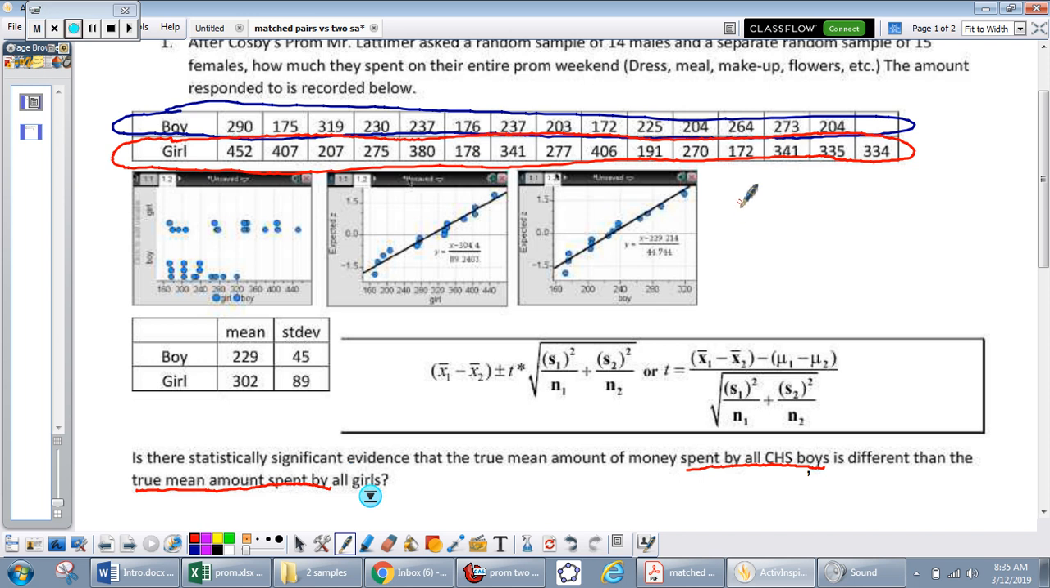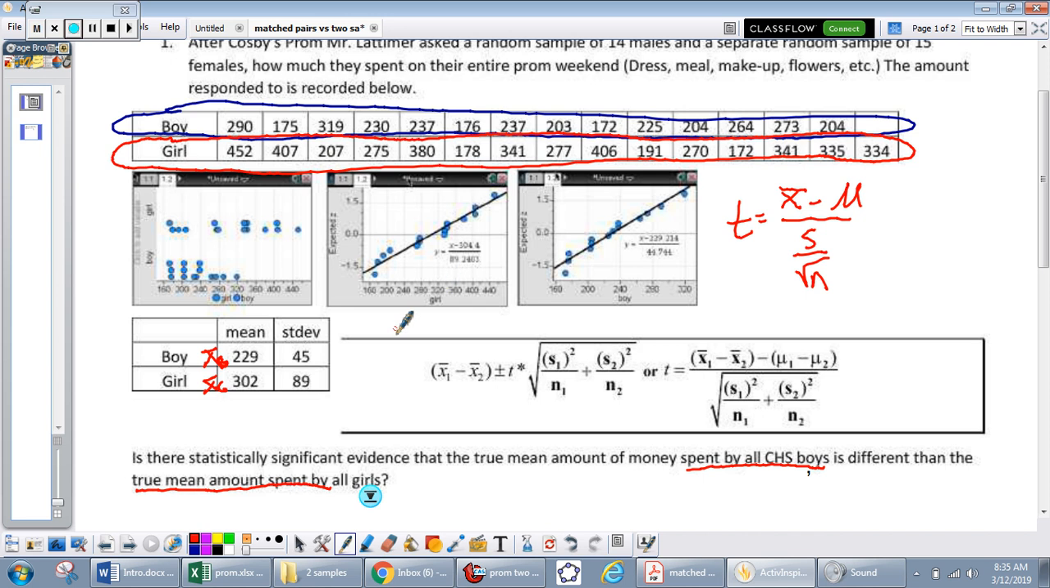Before, we were able to do a 1 sample t-test, where we had 1 sample mean, 1 hypothesized value, and s over the square root of n. This was our formula for a 1 sample t-test. But now, if you take a look, we have 2 means. We have x bar of the boys and x bar of the girls. So we have 2 means, and this leads us to our 2 sample t-test.